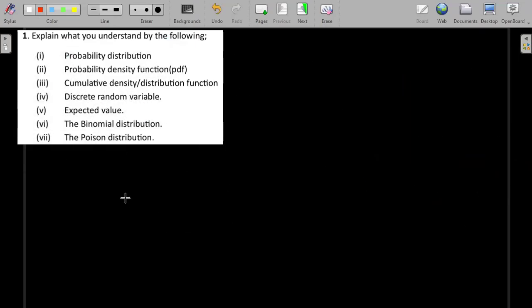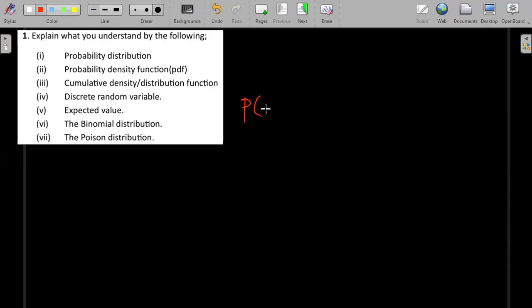So what is a binomial distribution? A binomial distribution is a distribution that models the probability of getting a certain number of successes in a fixed number of independent trials, where each trial has only two possible outcomes. Either it's a success or it's a failure. That's what a binomial distribution is.